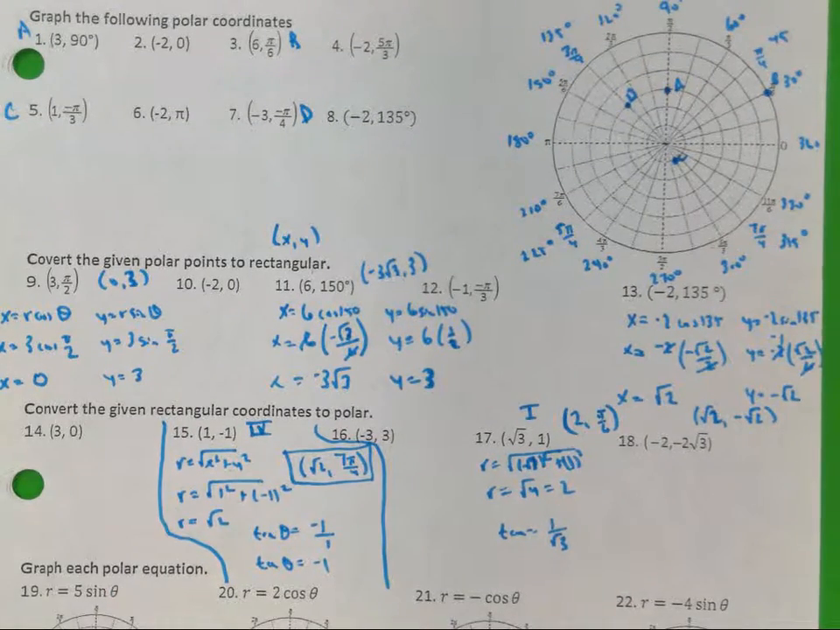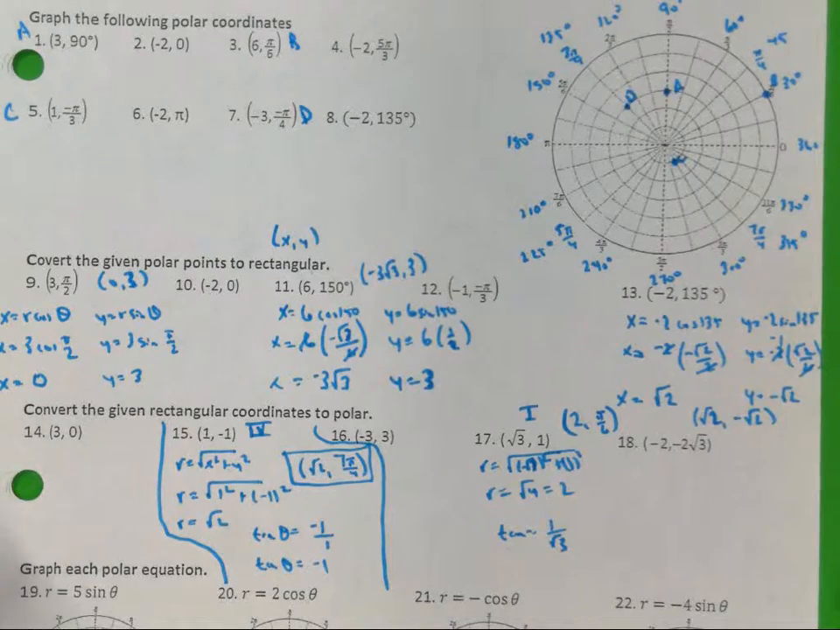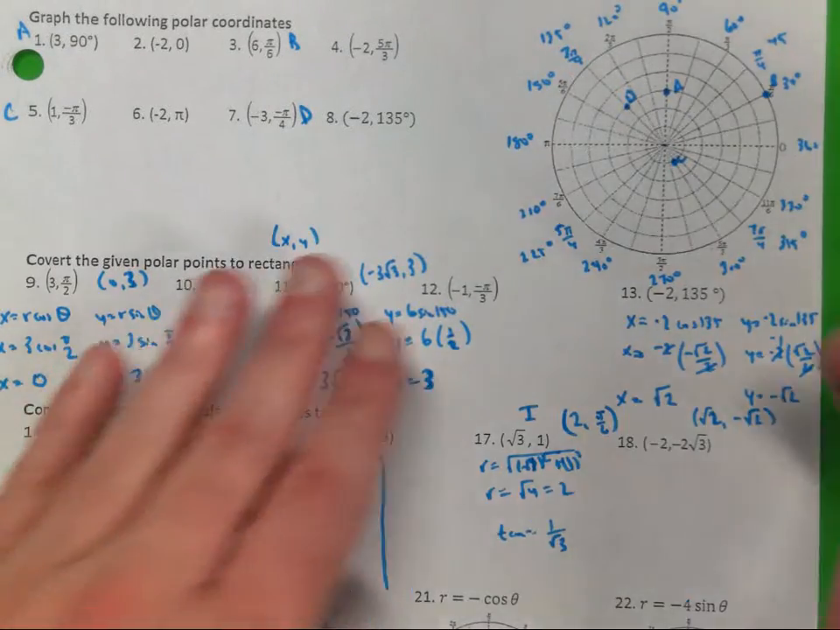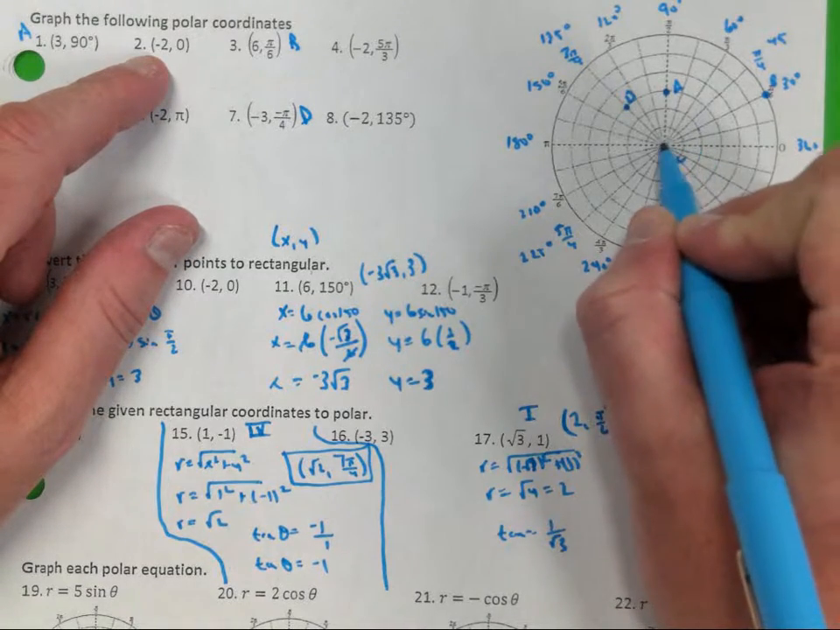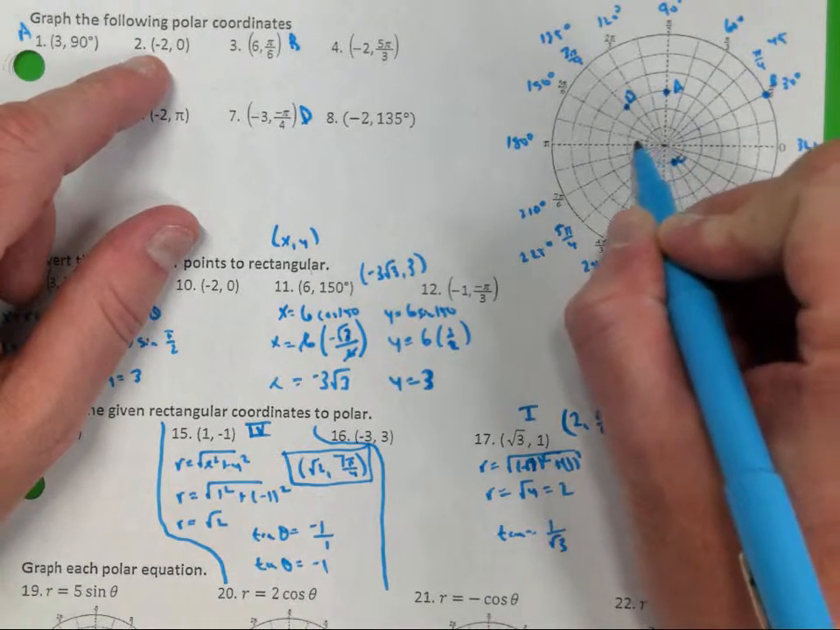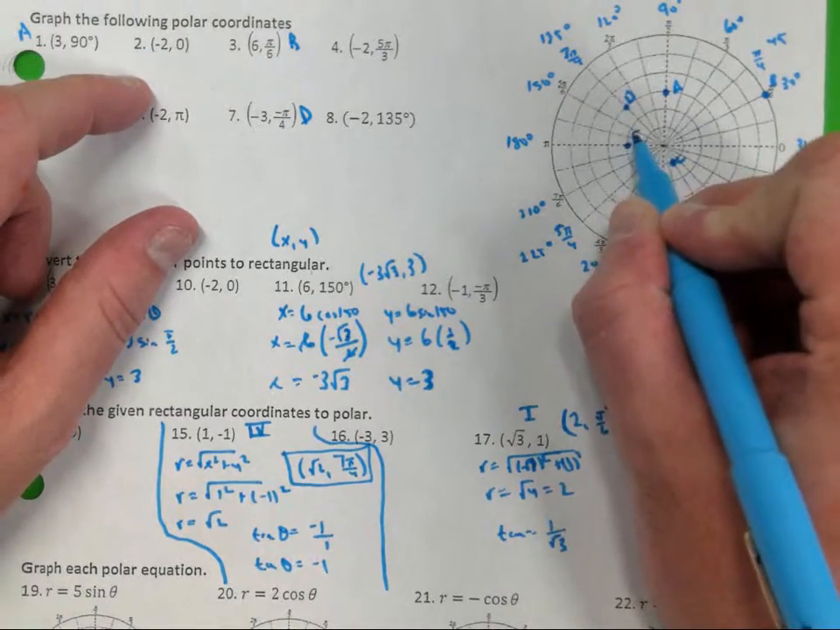All right, so I'm going to go to 0. I'm going to go to 0 degrees. Now, it's negative 2, so actually I'm going to go which way? Towards what? 180. I'm going to let this be coordinate E.